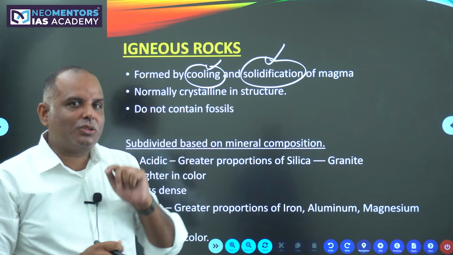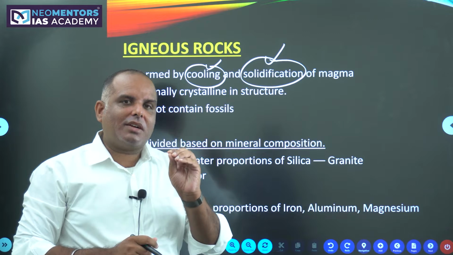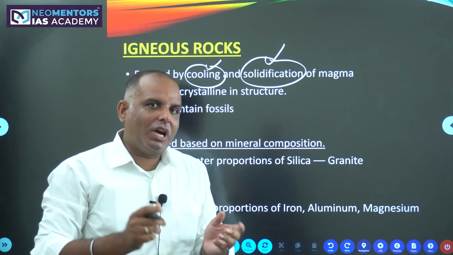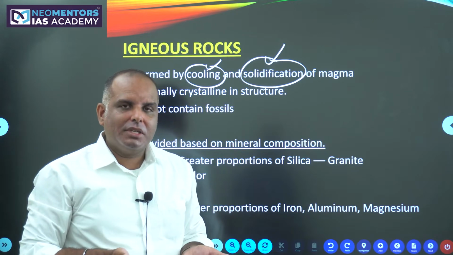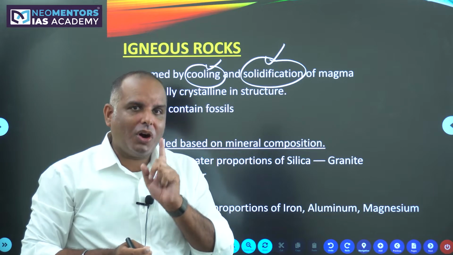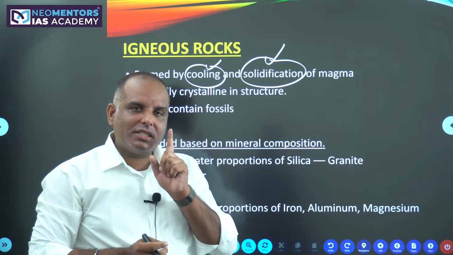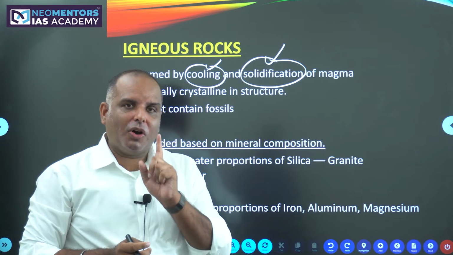If the temperatures are thousands of degrees centigrade, let's assume that it comes in contact with any fossils. What would happen? The fossils would be burnt up. So that means what? The igneous rocks are devoid of fossils. Most important point: the igneous rocks are devoid of fossils.